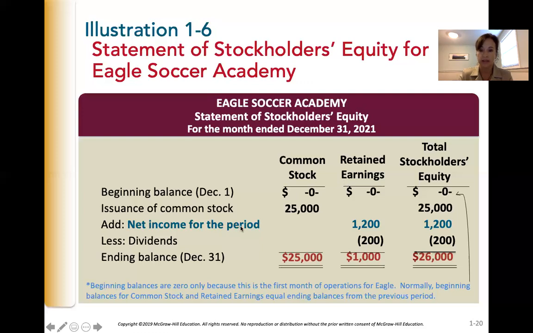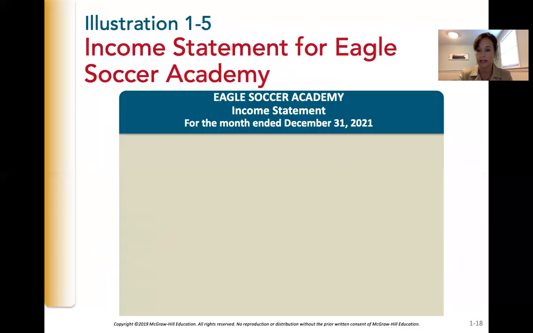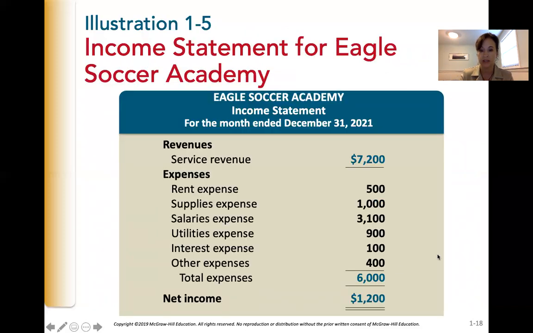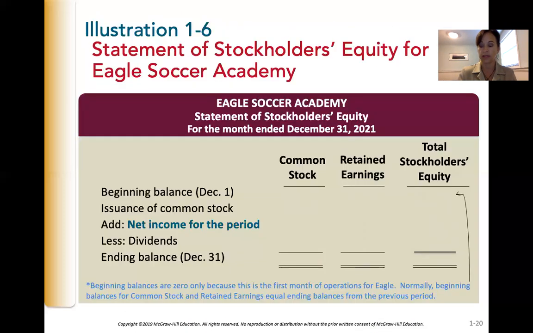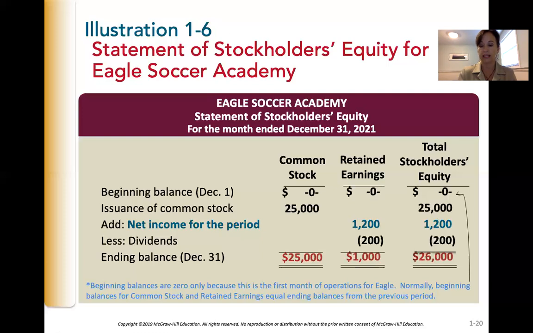And then what else can impact stockholder equity is if the company makes earnings, if they have any sort of success. So I'm flipping back here to this company's income statement. Their income statement for the month of December, they had $1,200 of income. So that goes into the earnings of the company. So in the retained earnings column, we're going to keep track of all the earnings that the company has made. So we're going to put that right here in the retained earnings column. Make sure you carry it over into the total column as well.